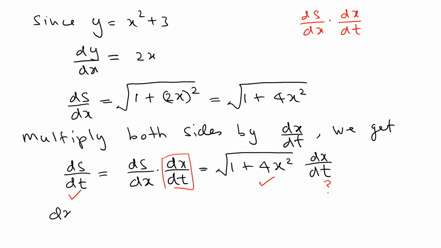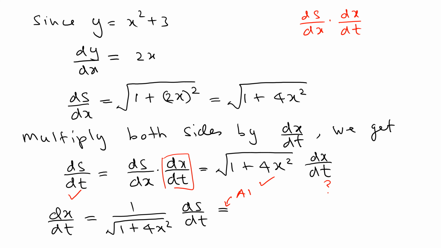So that means dx over dt equals, you can divide, so you get 1 over the square root of 1 plus 4x squared, times ds over dt. And then you know that at (1, 4), that's the point we are talking about, so you're going to plug in the values. So it is 1 over the square root of 1 plus 4, x is going to be 1, so 1 squared, and ds over dt is 12. So if you simplify, you're going to get 12 over square root 5.